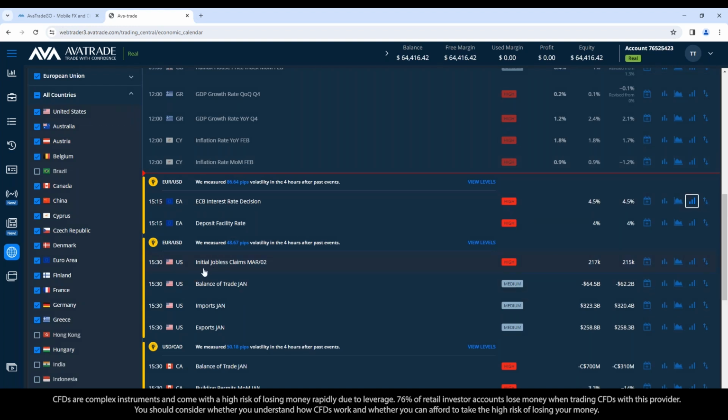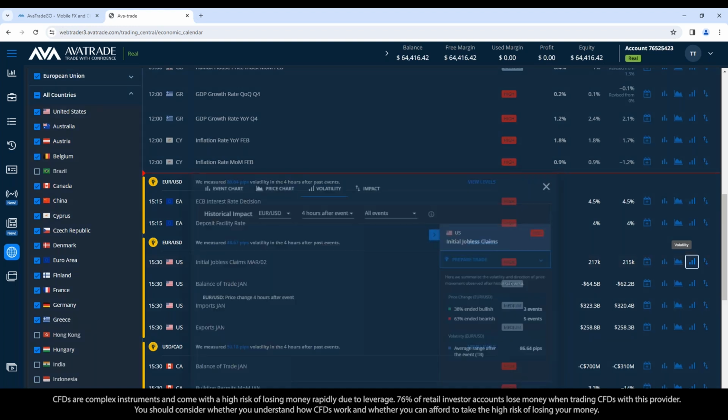What else is today? We have initial jobless claims out of the US. And you notice I'm looking at the high volatility announcements, certainly not the low, but even sometimes the medium I'll look at. But for sure, we like to look at the high volatility ones because there's a bigger reaction typically on the charts. Okay, so initial jobless claims out of the US. Let's look at this volatility tool.